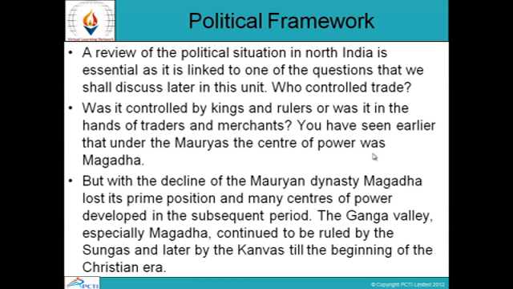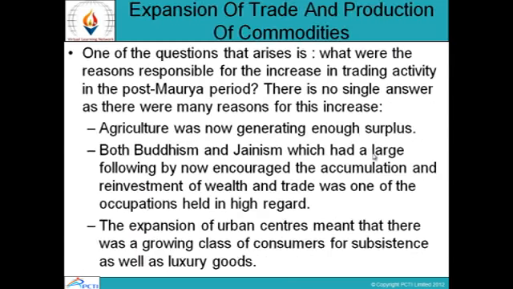You've seen earlier that under the Mauryas the center of power was Magadha, but with the decline of the Mauryan dynasty, Magadha lost its prime position and many centers of power developed in the subsequent period. The Ganga valley, especially Magadha, continued to be ruled by the Shungas and later by the Kanvas till the beginning of the Christian era. So the question is whether trade was controlled by kings and rulers or by traders and merchants, as Magadha lost its importance and many new centers of power emerged.